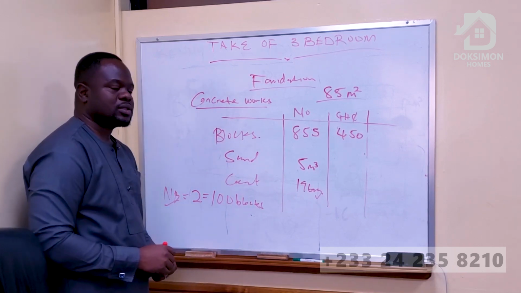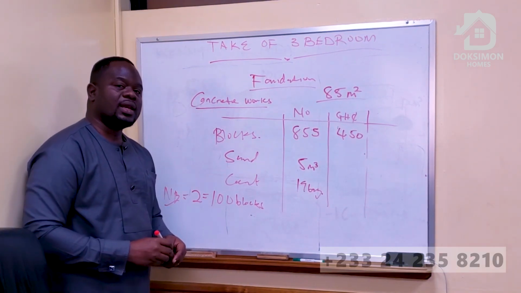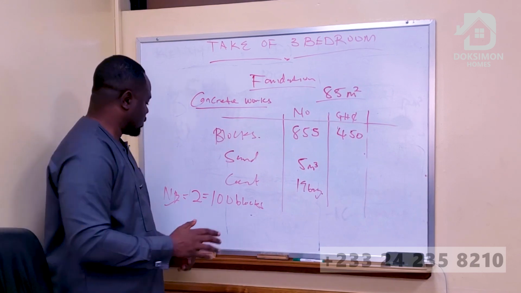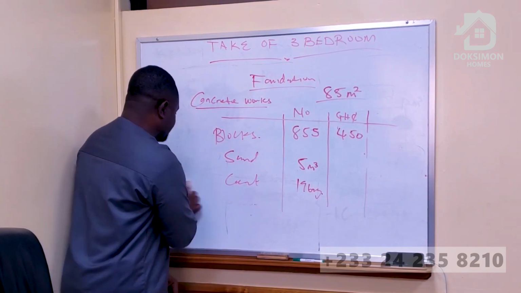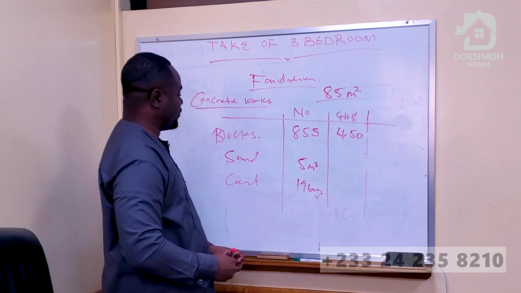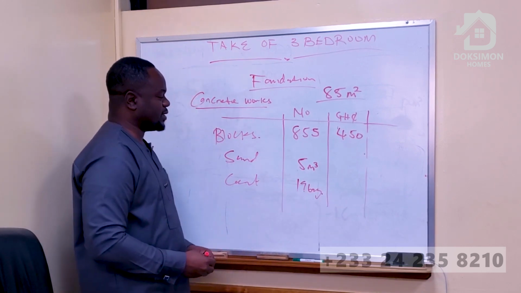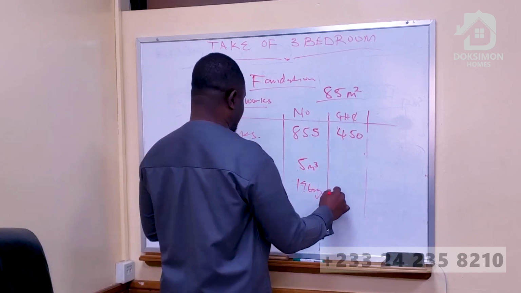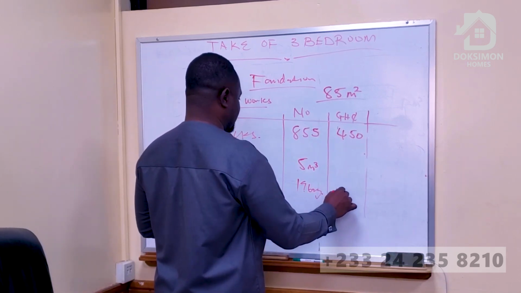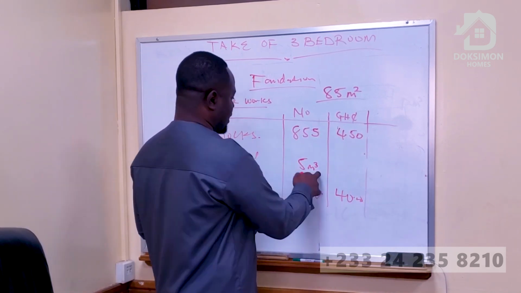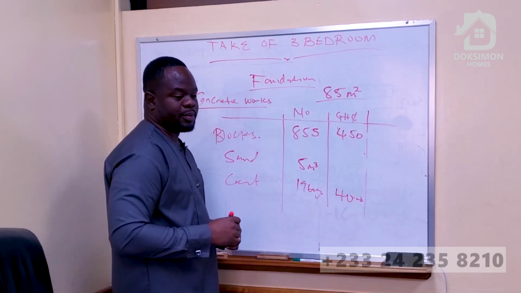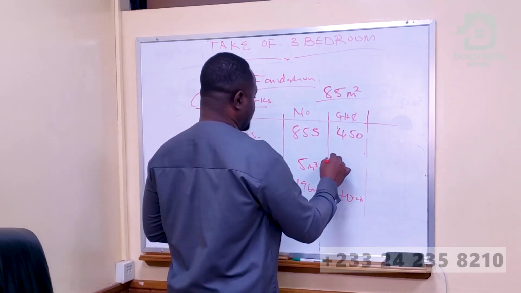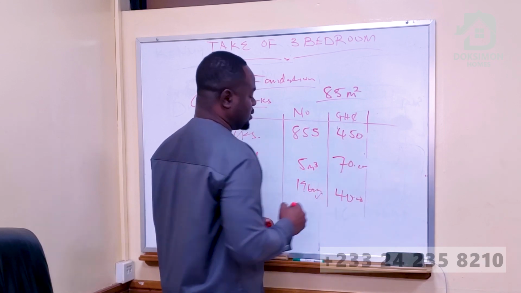Every 2 bags of cement can lay 100 blocks. So if you're able to have 855, I think just 19 bags will do. Now, per the cement, we initially mentioned that it is 40 Ghana cedi, and our sand still remains at the price of 70 Ghana cedis.